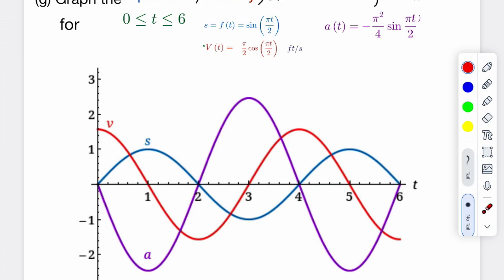So here's the position function, here's the velocity function, here is the acceleration function. Remember, we are allowed to use a graphing calculator. It said that it's recommended to use a graphing calculator. So we can just enter all these functions. The position function is the blue one over here. The velocity function is this red one over here. And the acceleration is the purple graph over here.